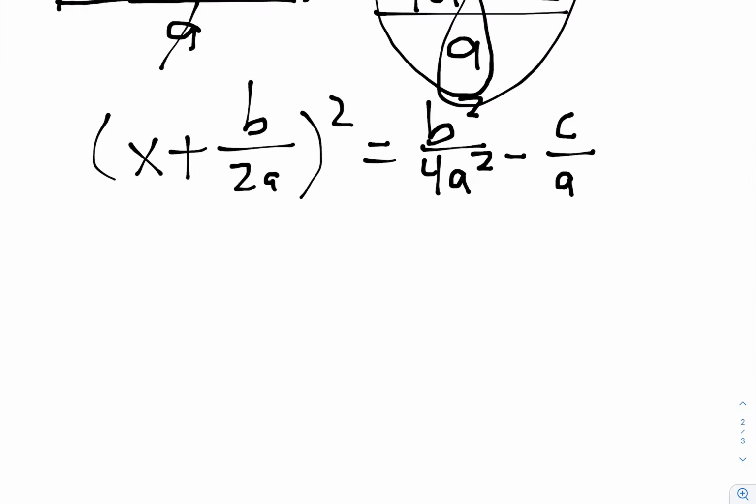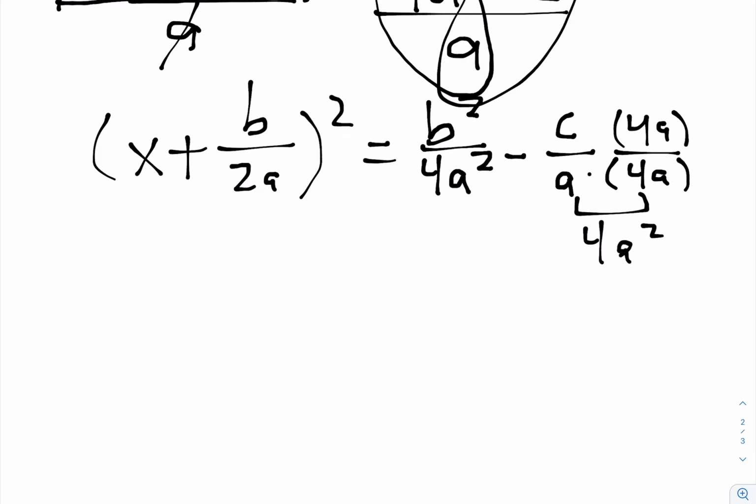Okay, next thing we want to do is combine these two fractions to make it all over the common denominator. If we want to subtract fractions, we've got to have a common denominator. That's going to be 4a squared, right? So if we multiply the top and bottom here by 4a, when we multiply these, we're going to get 4a squared. And when we multiply these, we're going to get 4ac.